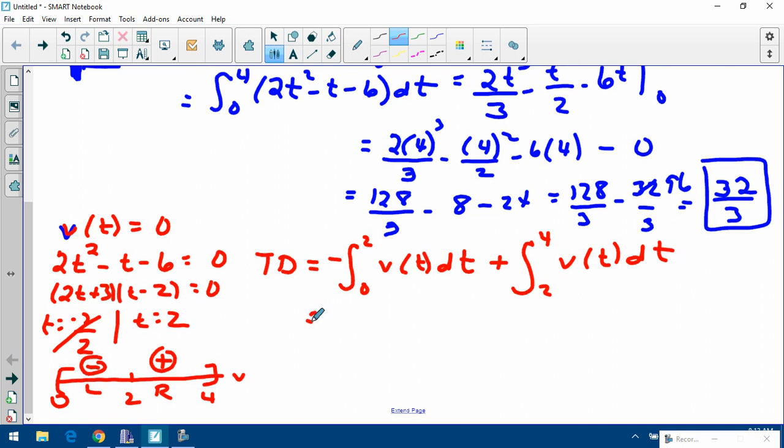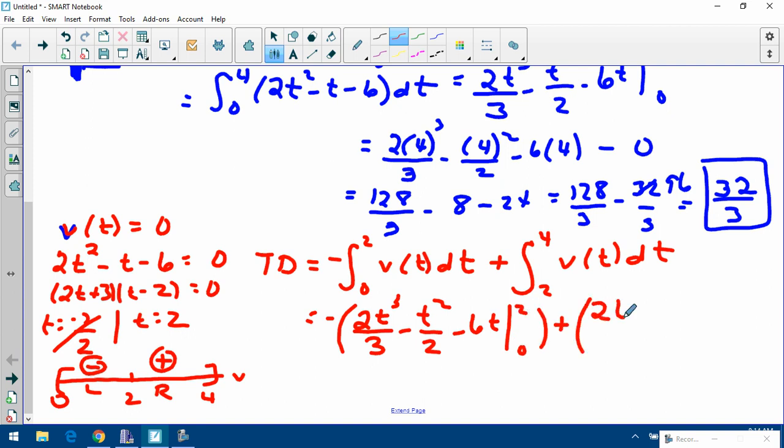Okay, so velocity is the same equation we had up here. So this is going to be the negative of 2t cubed over 3 minus t squared over 2 minus 6t evaluated from 0 to 2, plus 2t cubed over 3 minus t squared over 2 minus 6t evaluated from 2 to 4.